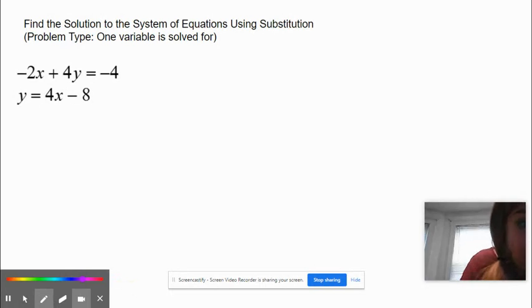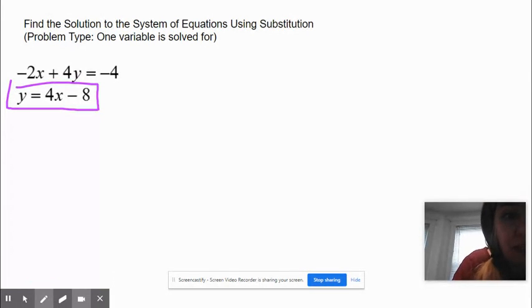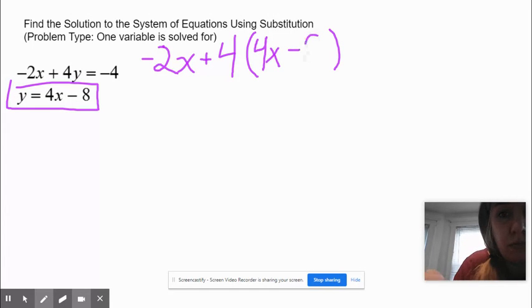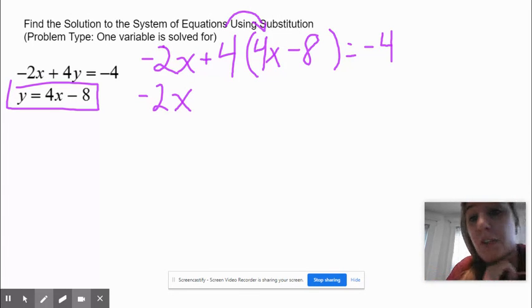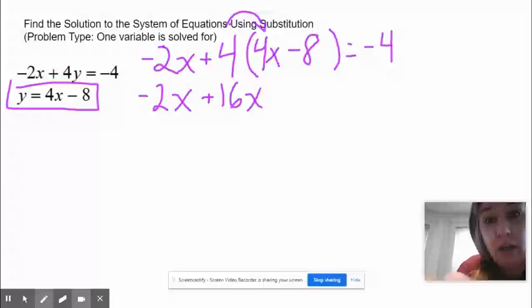Okay, so y equals this big thing. Let's just substitute it in. 2x plus 4, and instead of writing y, we're going to write what y is equal to. And now we have to solve. So we have negative 2x. And I know this is time consuming, that's why there's only 20 questions this week. Okay, so 4 times 4x is a positive 16x. 4 times negative 8 is negative 32. And that equals negative 4.